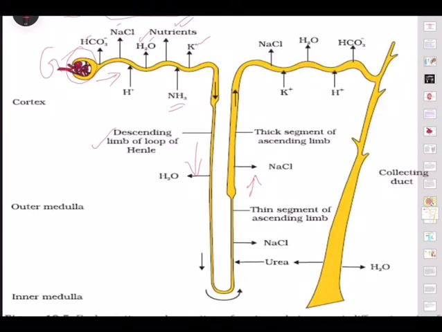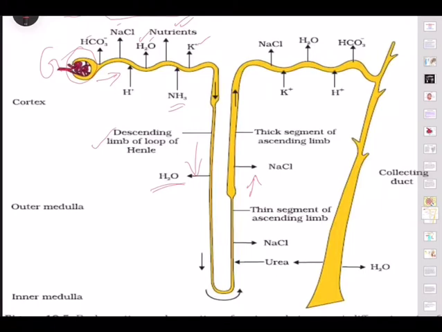Sodium and potassium are reabsorbed by primary active transport. Active means we are spending energy. Glucose and amino acids are reabsorbed by secondary active transport. And water is reabsorbed through osmosis. Chloride ions, urea, and other solutes are reabsorbed by diffusion. So the filtrate is now becoming isotonic to blood plasma.